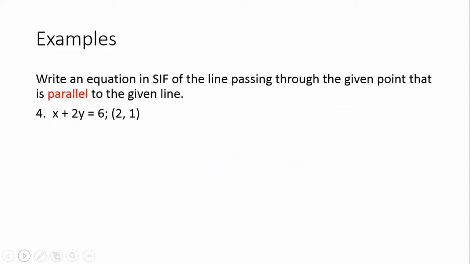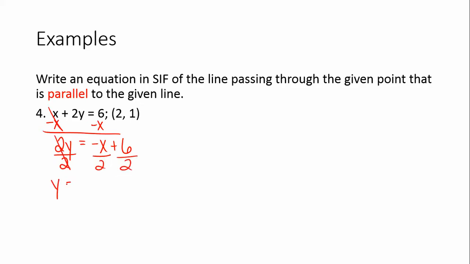You want to pause the video here and try number 4 on your own. This one you have to rearrange first to find the slope. So we're going to subtract x from both sides. 2y equals -x plus 6. Now we're going to divide everything by 2. And that gives us y equals -1/2 x plus 3.